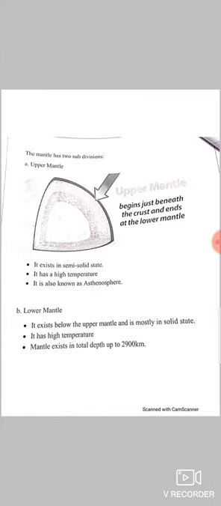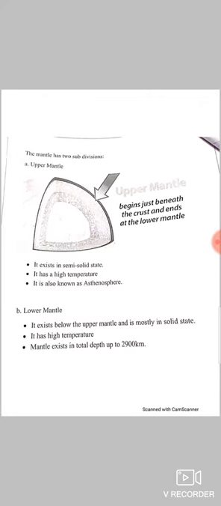The mantle has two subdivisions, upper mantle and lower mantle. Upper mantle begins just beneath the crust and ends at the lower mantle. So this is the area of the upper mantle. It exists in semi-solid state. Semi-solid state में होते हैं. It has a high temperature and it is also known as asthenosphere. Lower mantle exists below the upper mantle and is mostly in solid state. Solid state में होते हैं, and it is a high temperature. High temperature होता है. Mantle exists at a total depth up to 2900 किलोमीटर. जो mantle की depth होती है, it is 2900 किलोमीटर.